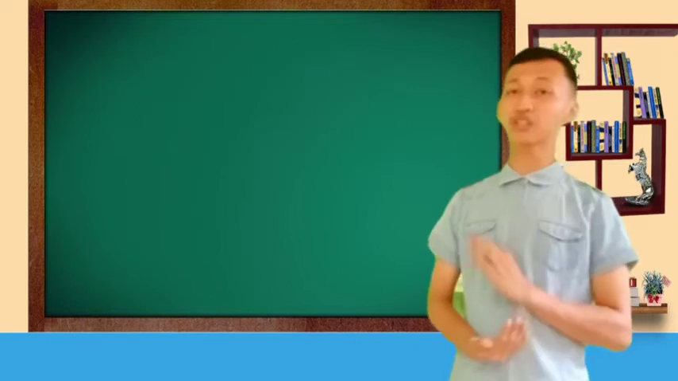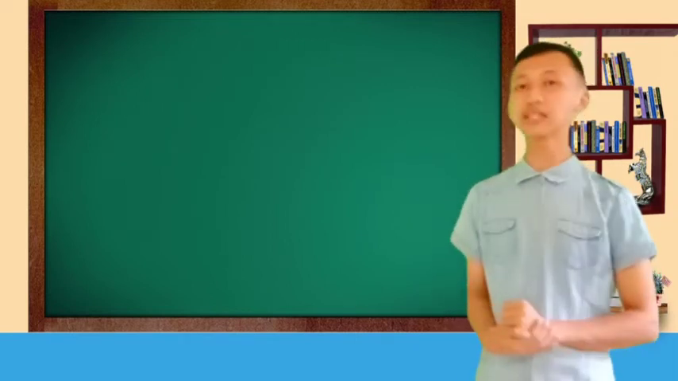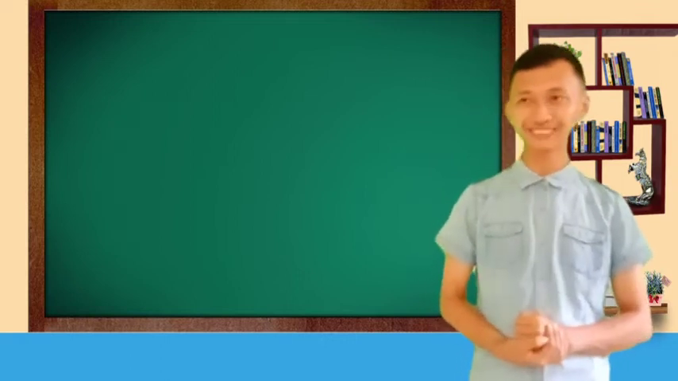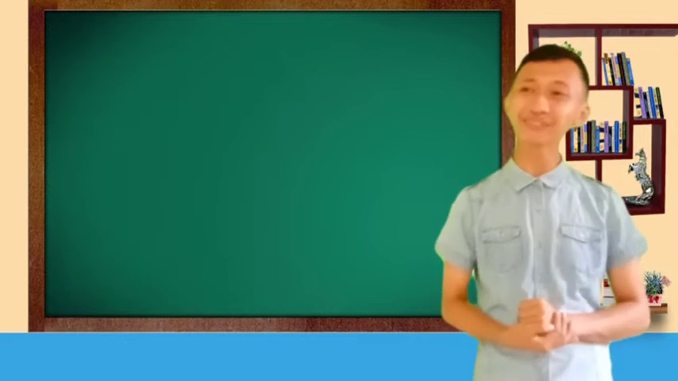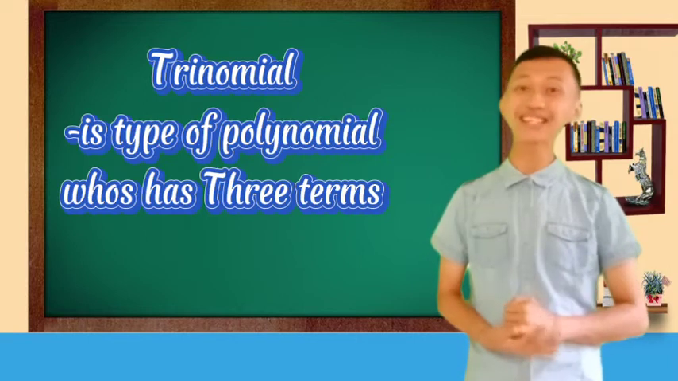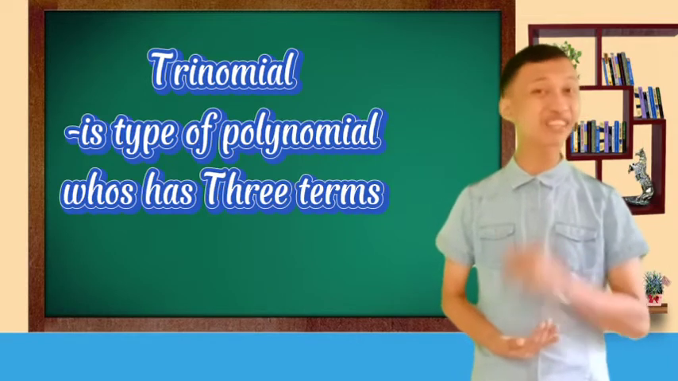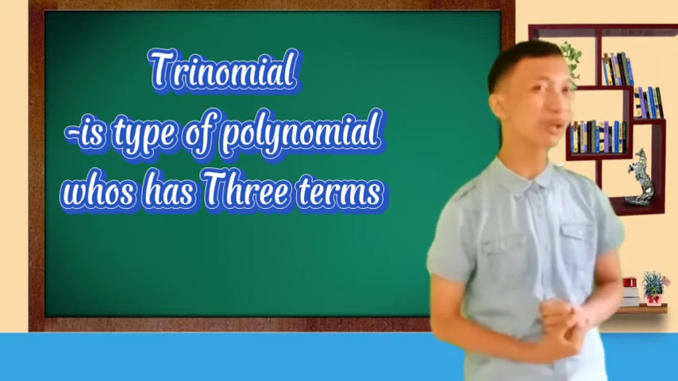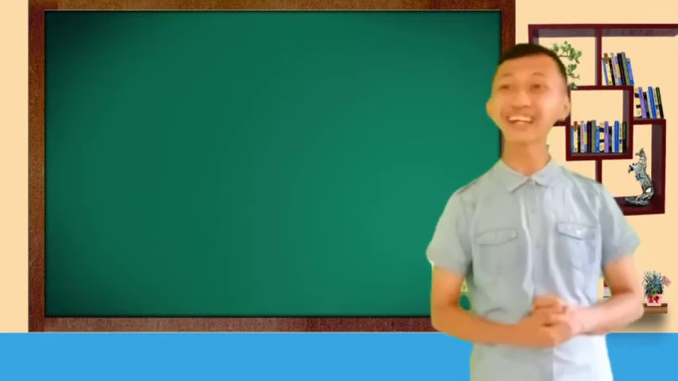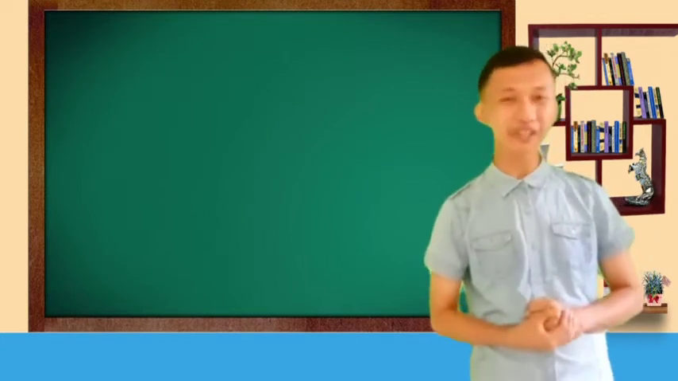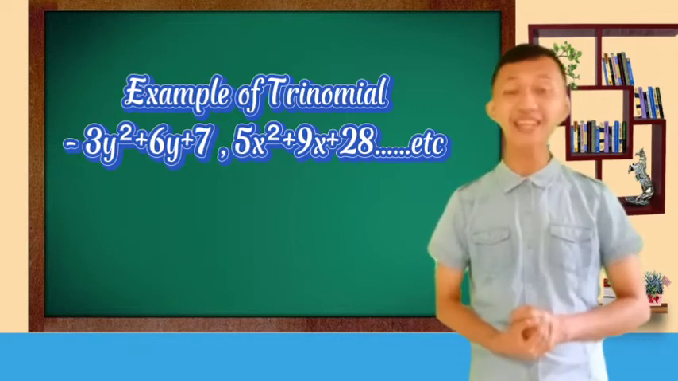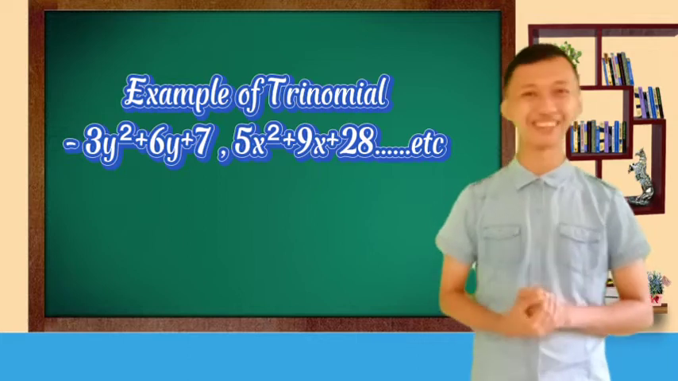Now let's go to the third type of polynomial, which is the trinomial. Who can define to me what trinomial is? Yes, John Ray. Very good. Trinomial is type of polynomial who has exactly 3 terms. Who can give me an example of trinomial? Yes, Bea. Very good. 3x squared plus 4x minus 3 is an example of trinomial.